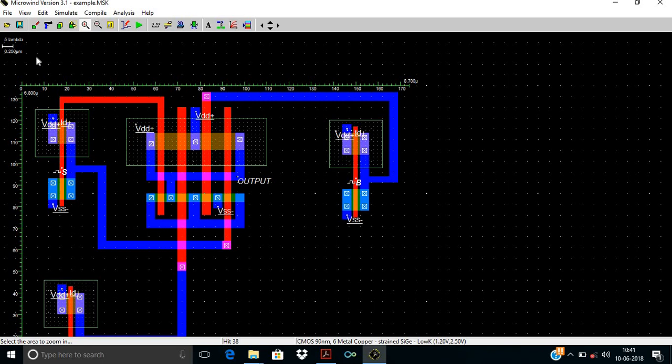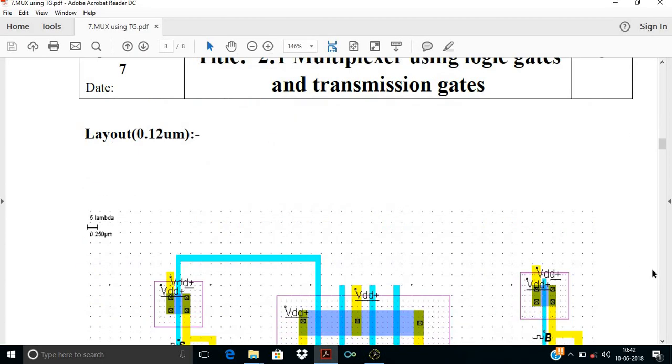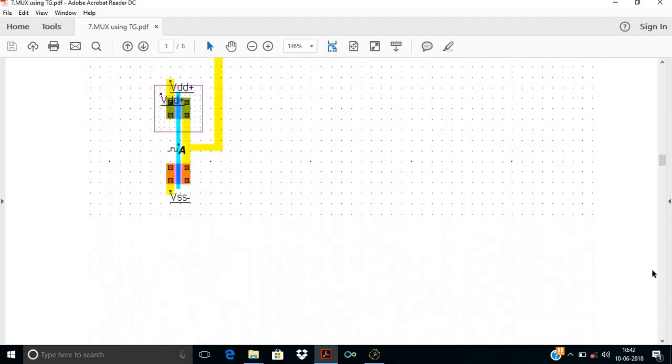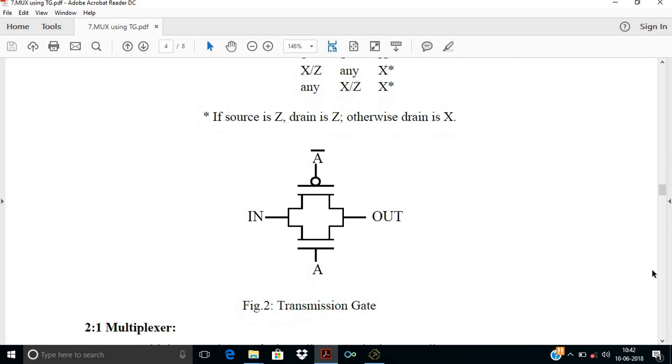Now we are going to design a circuit for a 2:1 multiplexer using the transmission gate. Before designing this, let's see what a transmission gate means. A transmission gate is a CMOS circuit itself. A transmission gate has three ports: one is the input, second is the output, and one is the control signal. Depending on the control signal, the transmission gate gets activated and passes the input toward the output.